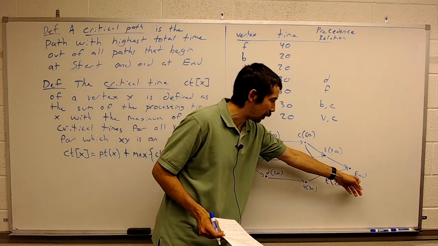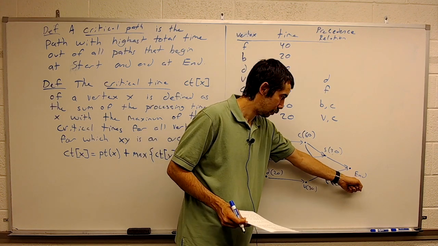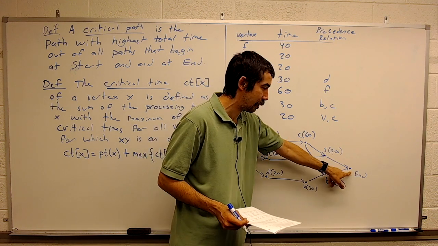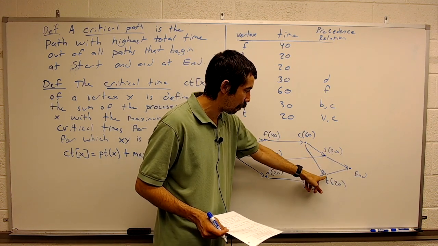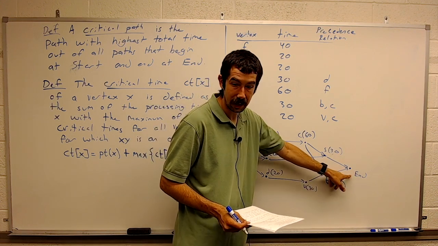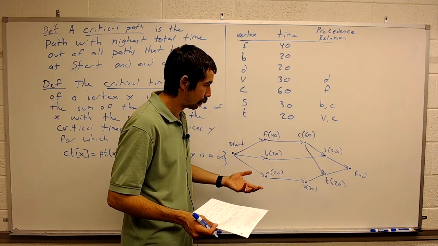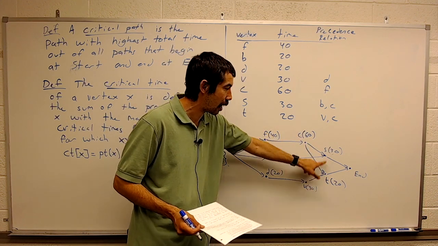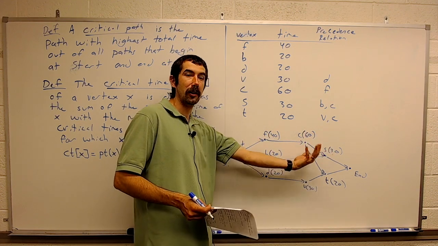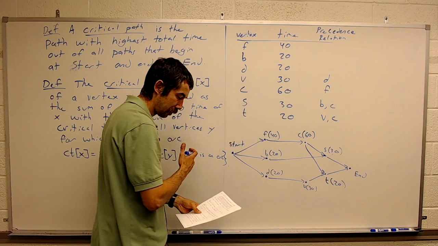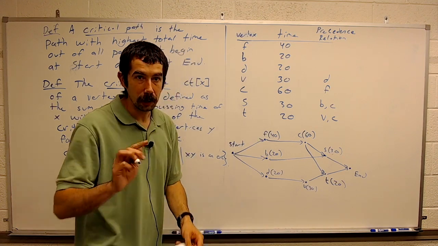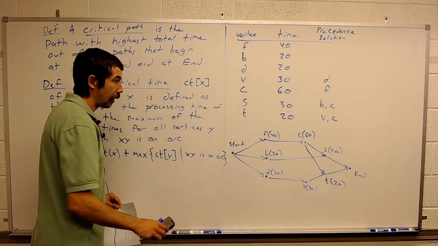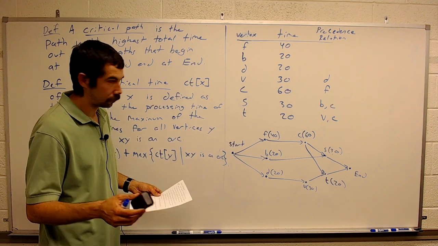Okay, the critical time of the end is 0. So the critical time of S would be 30 plus 0. It's going to be 30. The critical time of T is going to be 20 plus 0, which is 20. Okay, the critical time of C is going to be 60 plus the maximum of these two guys. All right, and then we can see we're going to build our critical times basically from right to left. All right, we'll do that in a second. Let me state the critical path algorithm, and then we'll get to doing an example.